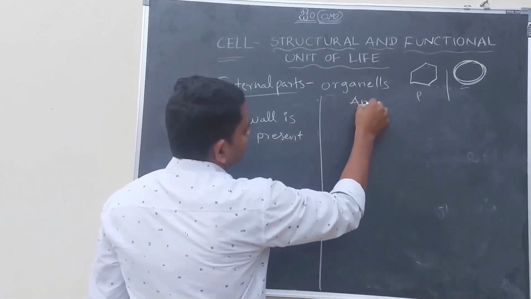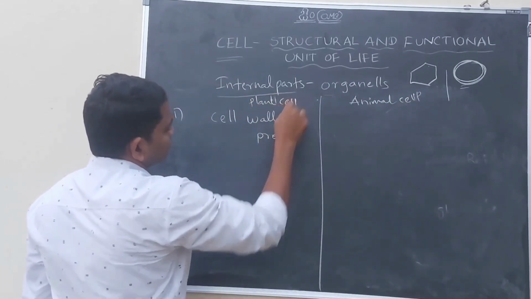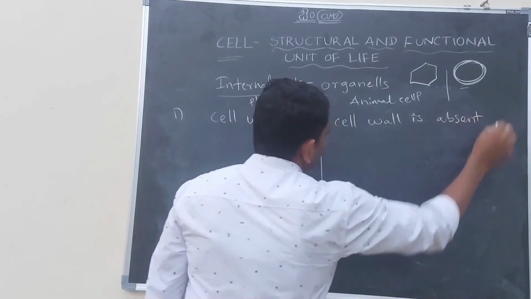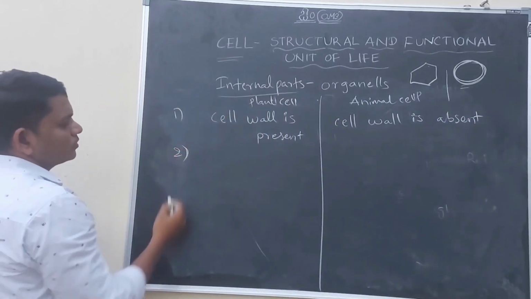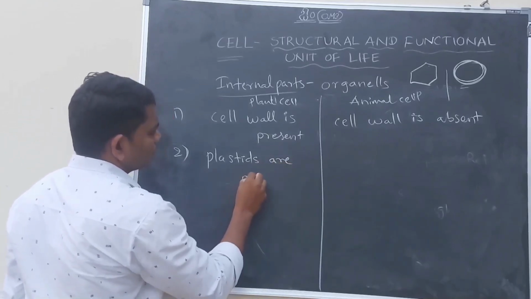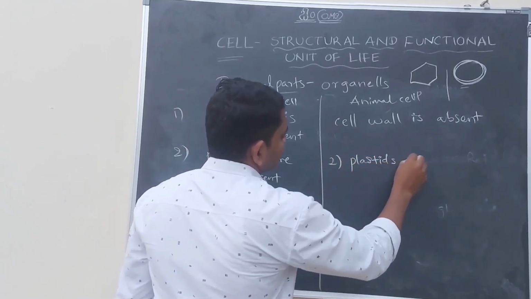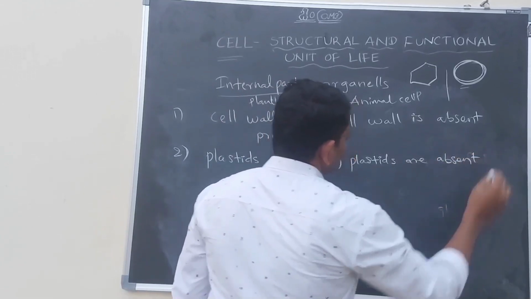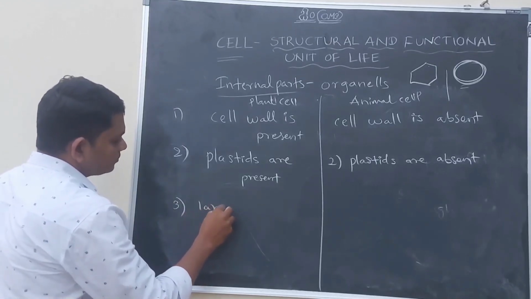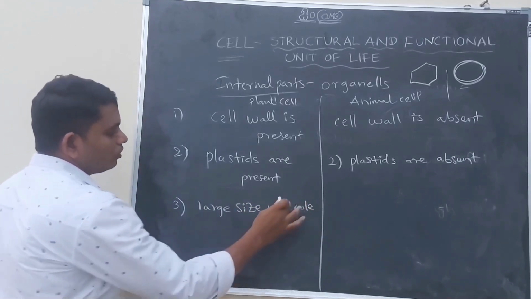In the animal cell, cell wall is absent. Second point, plastids are present in the plant cell and plastids are absent in the animal cell. Third point, a large size vacuole is present in the plant cell.